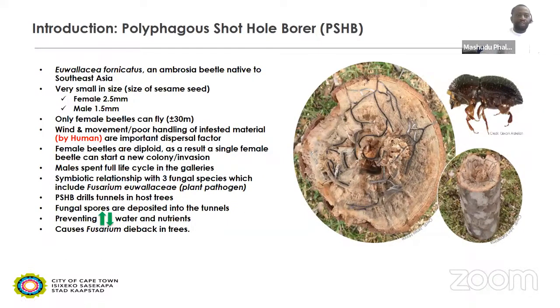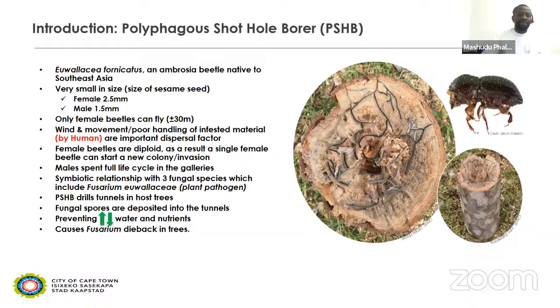Just to kick off, a little bit of introduction. The polyphagous shot-hole borer is scientifically called Euwallacea fornicatus. It is an Ambrosia beetle that is known to be native to Southeast Asia. The beetle itself is very tiny in size, with the female beetle growing up to 2.5 millimeters. That's the biggest they can grow, and males are a bit smaller than female beetles.